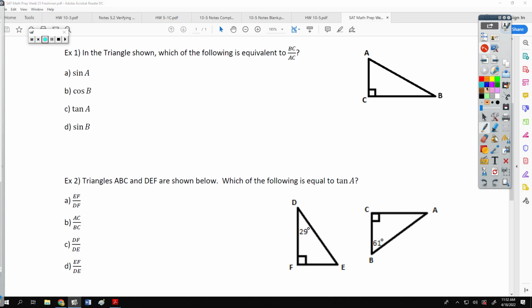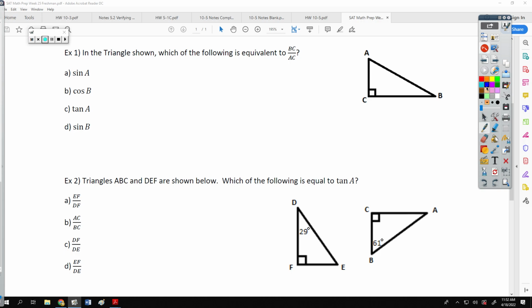Again, this is going to be similar to last week, same three basic question types. We will work through those as well. So, on example 1, it says, in the triangle shown, which of the following is equivalent to BC over AC?